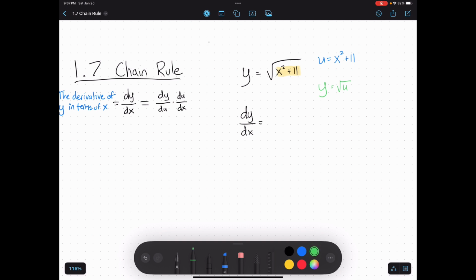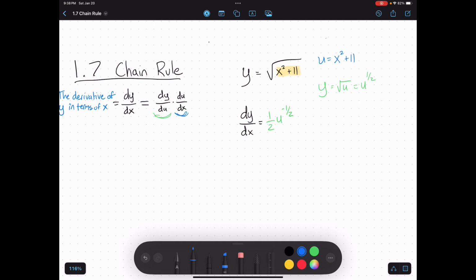Okay. Well, this is just the same thing as u to the 1/2. So if I use my power rule, I get 1/2 u to the negative 1/2. Very nice. Okay, go back to my chain rule. So that takes care of this first part. But now I need to multiply it by the derivative of u in terms of x.